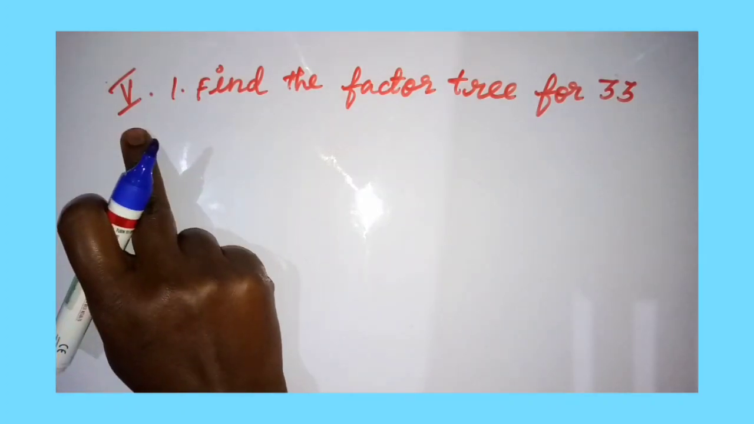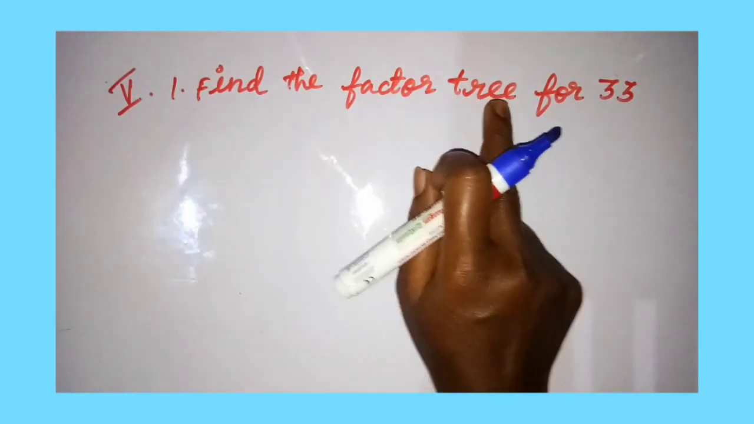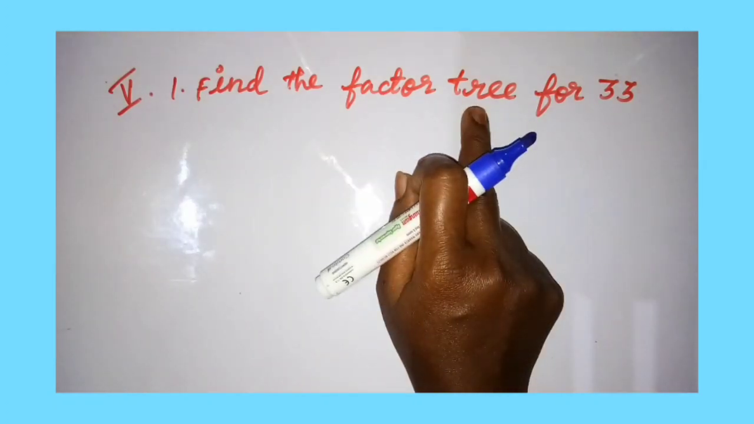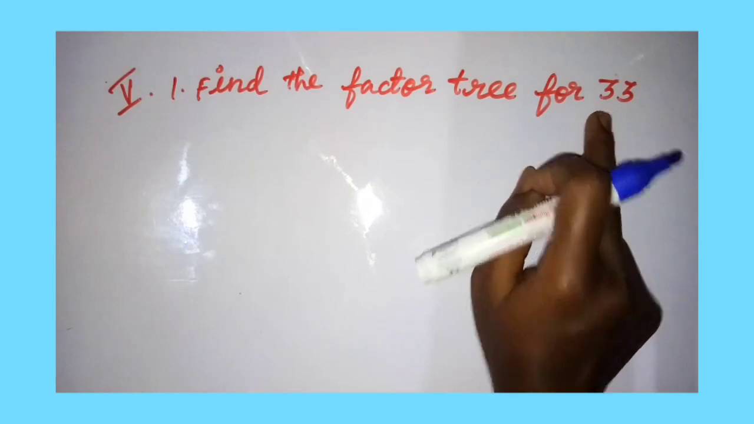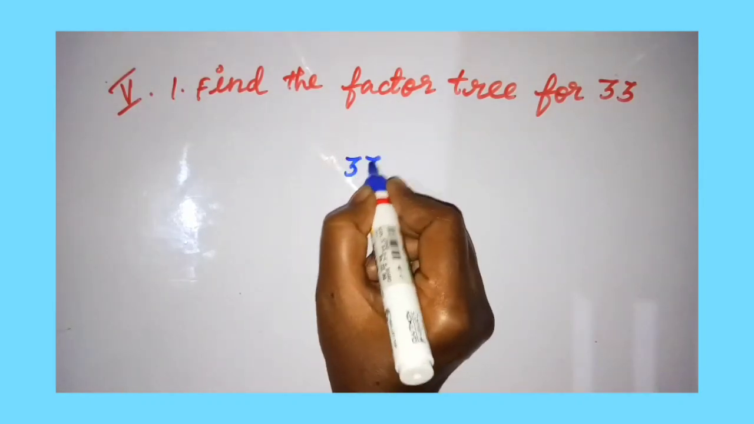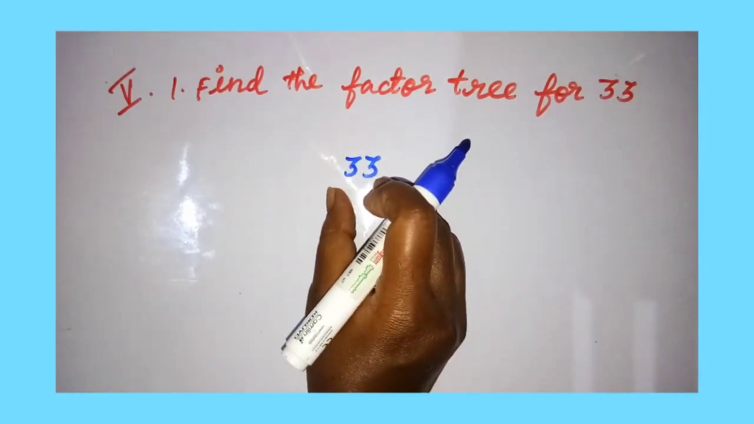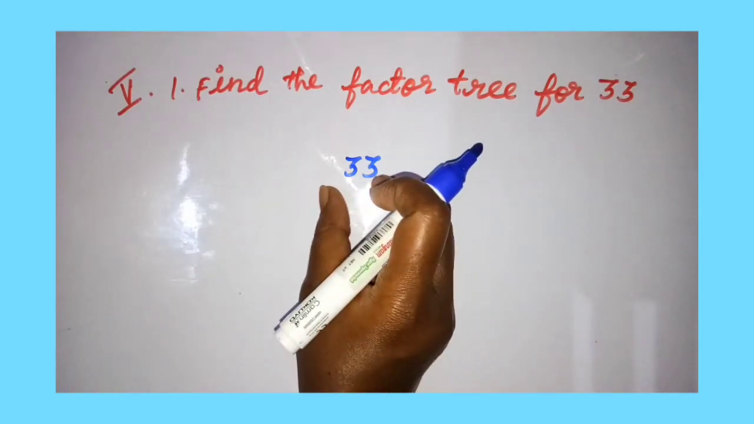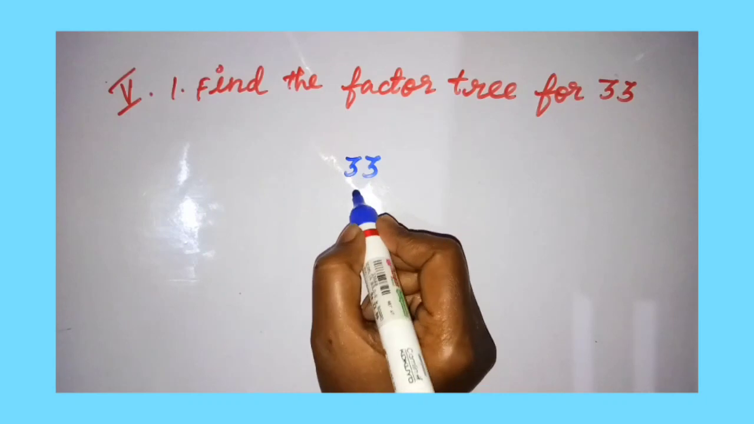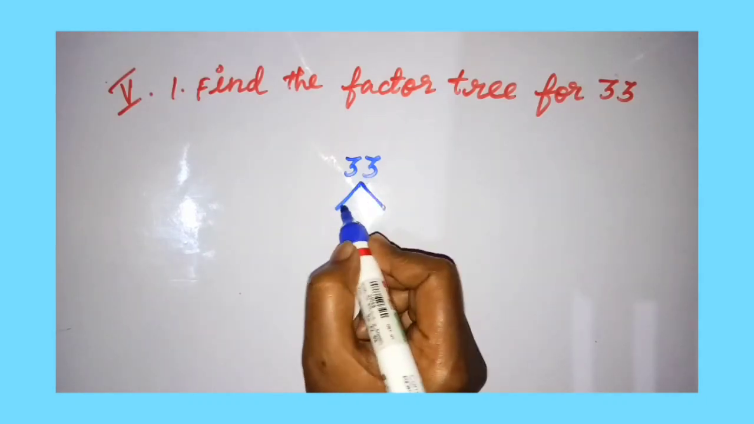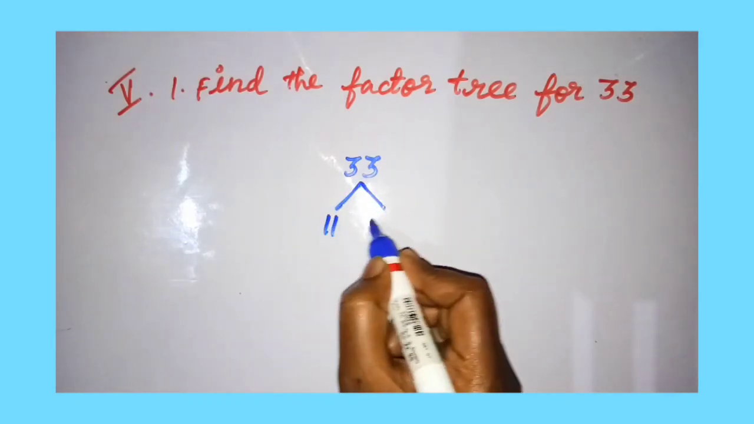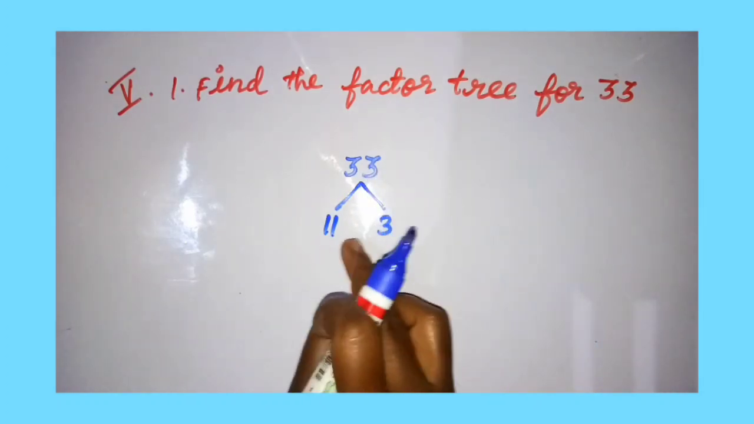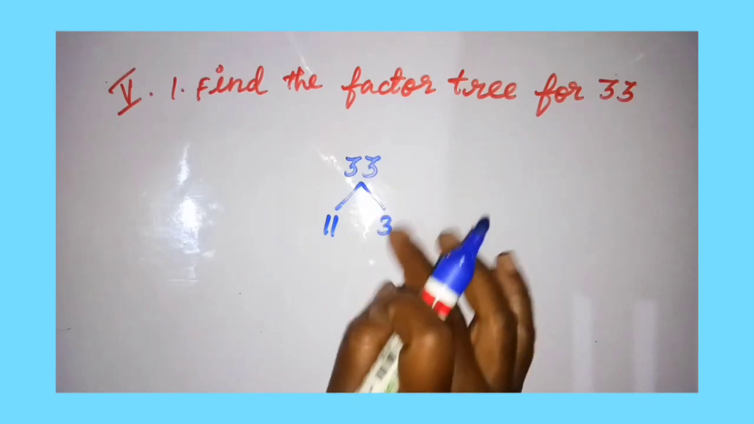Fifth Roman letter, first one. Find the factor tree for 33. To find a factor tree, first we write the given value 33. Then we write which two numbers we multiply to get 33. 11 threes are 33. So the answer is 11 threes are 33, which is the factor tree.